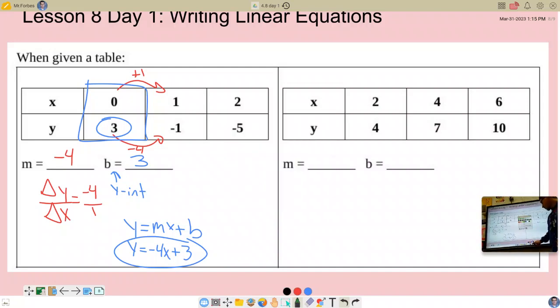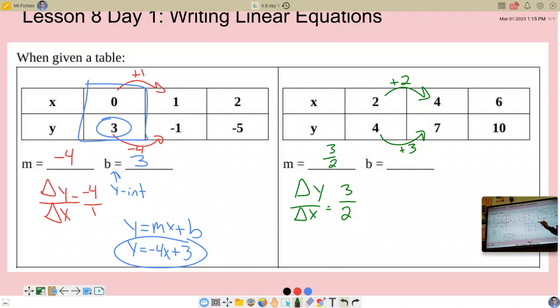Okay, so then let's look at this table. Again, we want to start with the same thing. Figure out our slope. The slope is going to be the change in y over the change in x. So my change in x, I went from 2 to 4. So I added 2. My change in y, I went from 4 to 7. So I added 3. So my slope, change in y over change in x, is +3 over +2. So 3 over 2. And I'm just going to keep it as that fraction.